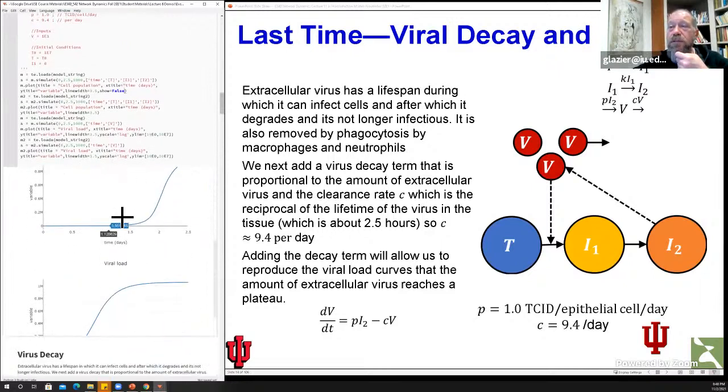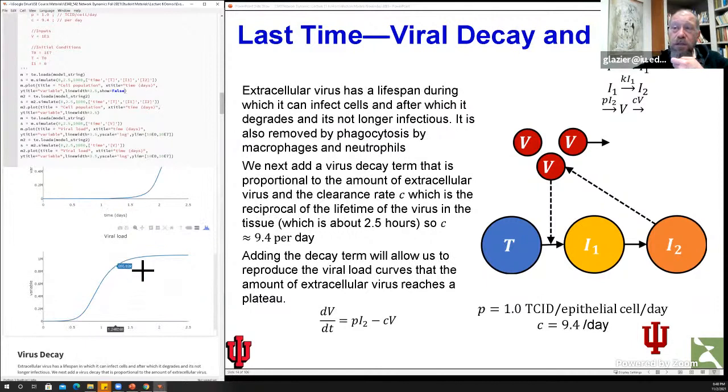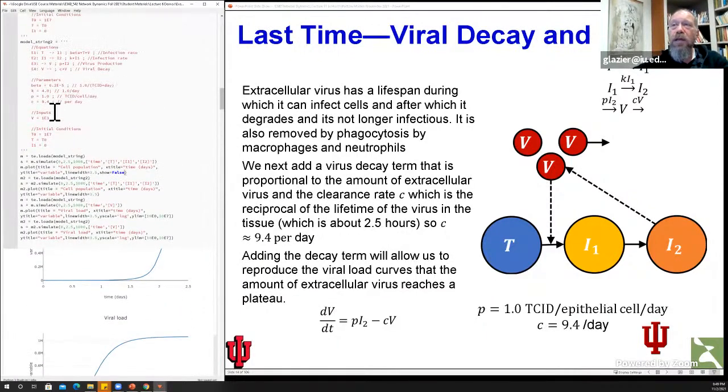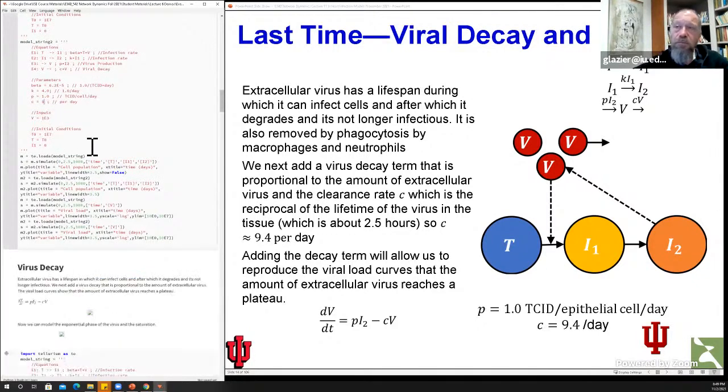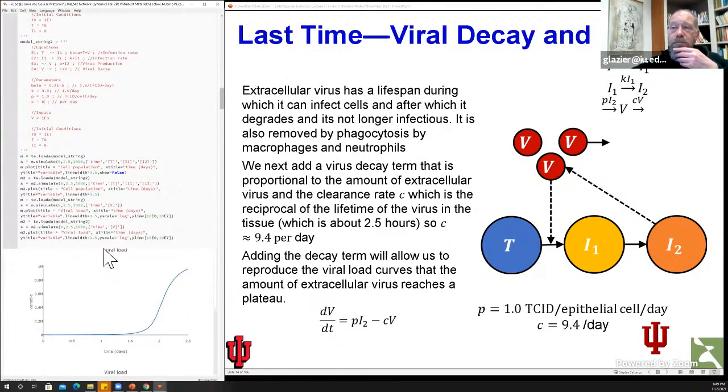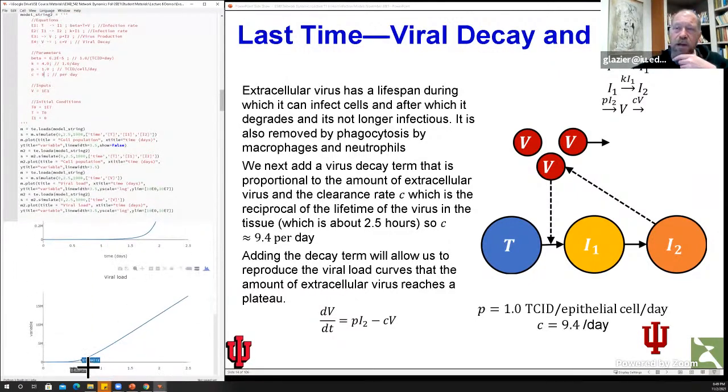Let's look at the viral load curves. Here's the viral load with the decay, and the virus saturates at about 1 million at day 1.5. If I turn off the decay, the amount of virus keeps going up, and at day 1.5, I'm at 7 million instead of 1 million. At day two, I would have been at 1 million in the other case, but I'm actually at 15 million. So that saturation makes a huge difference to the amount of virus.